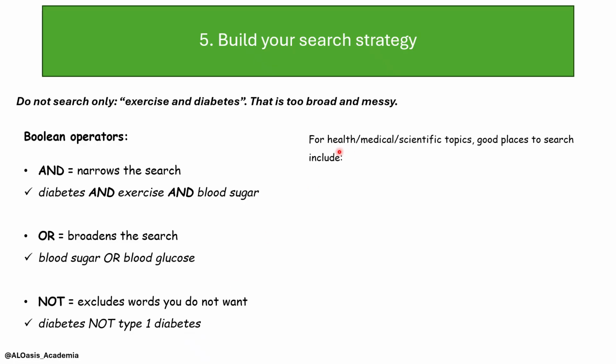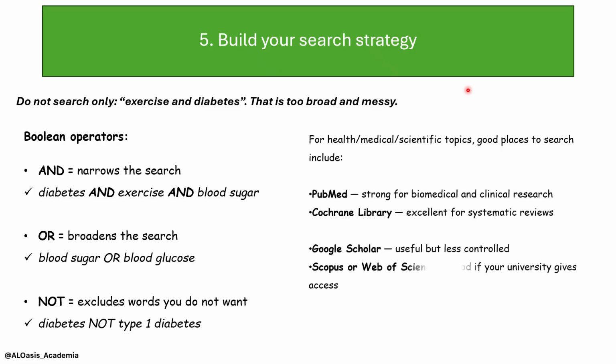Usually for health, medical, and scientific topics, there are different search engines and databases that are used to find papers. I will just mention here very quickly a few of them, which will help you find some papers. For example, PubMed and Cochrane Library are excellent in finding papers. Google Scholar and Scopus or Web of Science, again, are very excellent for finding a lot of papers.